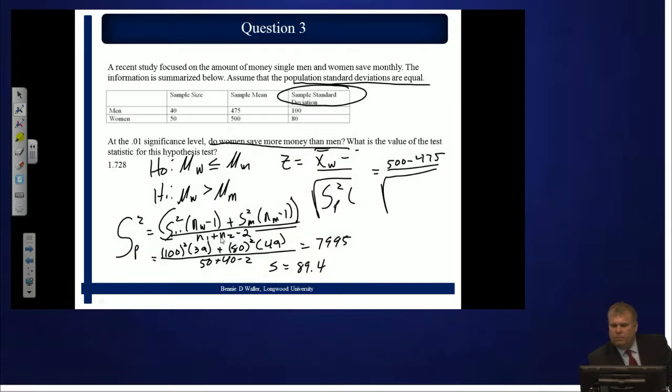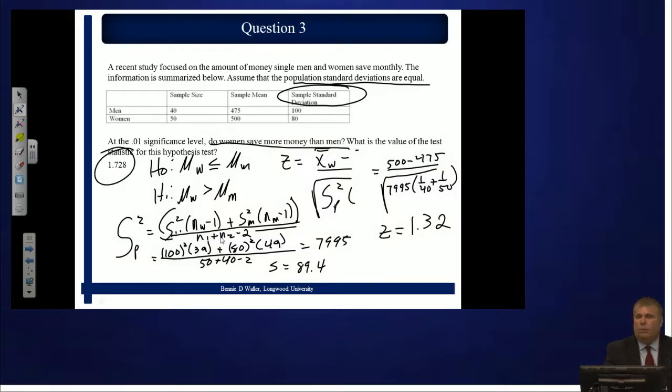Over 1 over 40 plus 1 over 50. I get the z statistic to be 1.32, not 1.73.